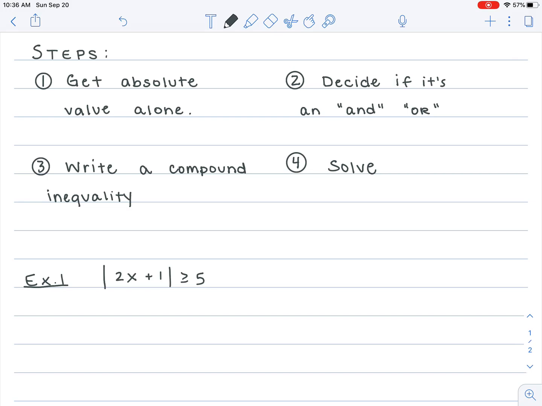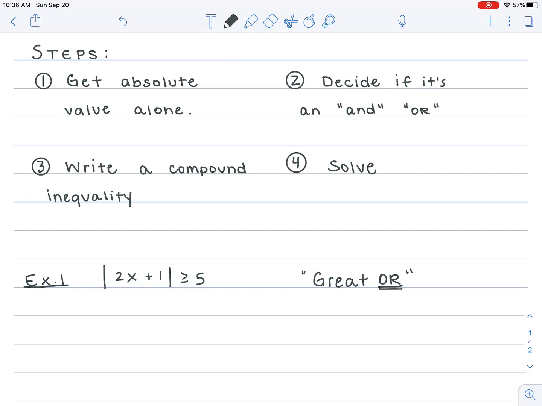So this is how you figure it out. If you read through the problem, it says the absolute value of 2x plus 1 is greater than 5. When I hear that word greater, it means it's going to be an or problem. If it would say 2x plus 1 is less than, I say less than, it means it's going to be an and problem. So that's how I distinguish between an or and an and. So since it says that the absolute value is greater than or equal to, greater is an or problem. So now we've decided it's an or.